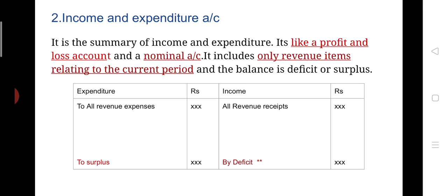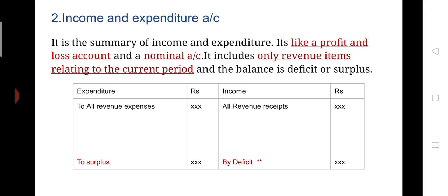Basically, what happens in the receipts and payments account is that both the capital items and revenue items will be there, right? From the receipts and payments account, we take the revenue items to the income and expenditure account, and the capital items we take to the balance sheet. It is very simple. Pick up items from the receipts and payments account and put them in either the income and expenditure account or the balance sheet, with some adjustments. This is the way of solving the numericals.